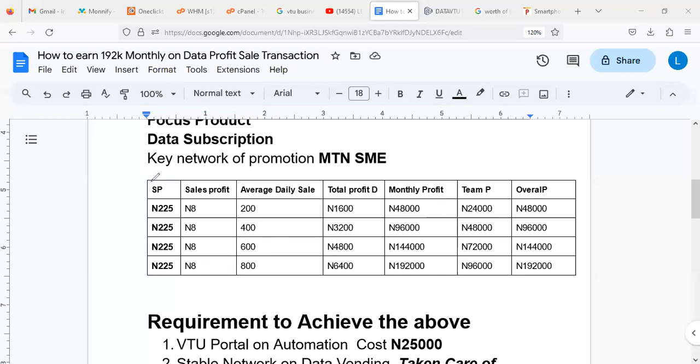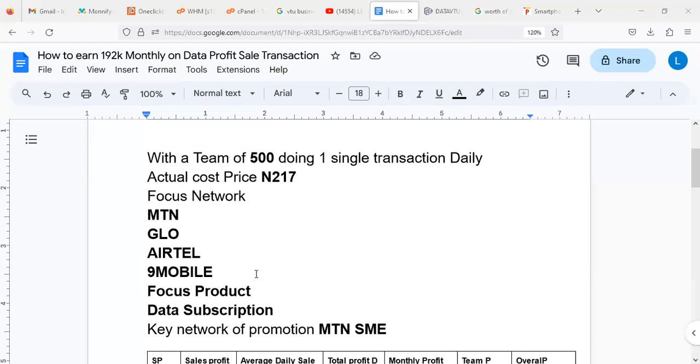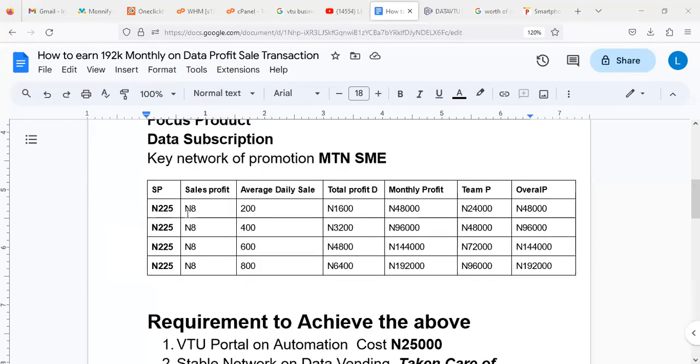SP here simply means sale price, okay? How much are you getting this product? You can call it cost price or sale price. Whatever name you call it, it is still the same thing. So we're getting this at the rate of 217, right? Now, how much are we selling for our client?